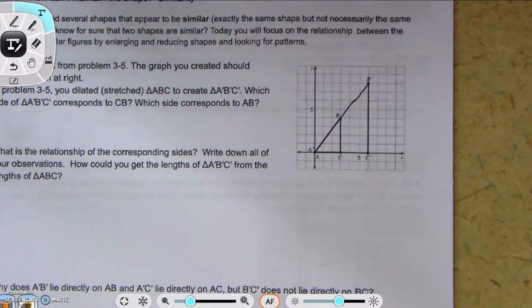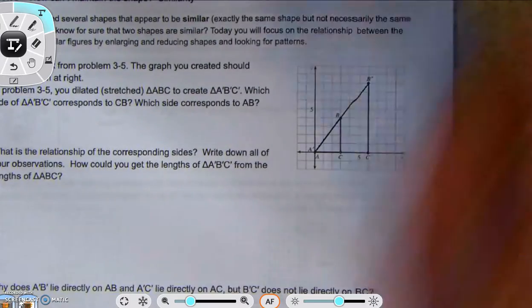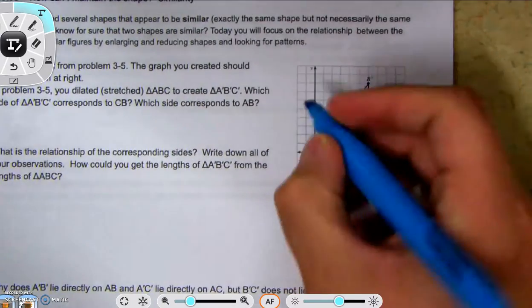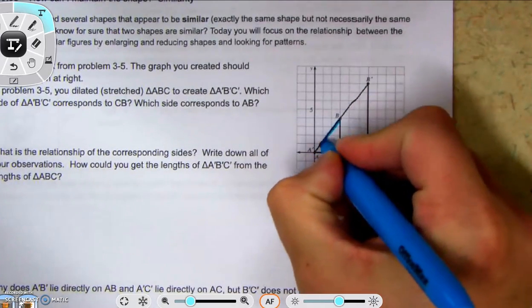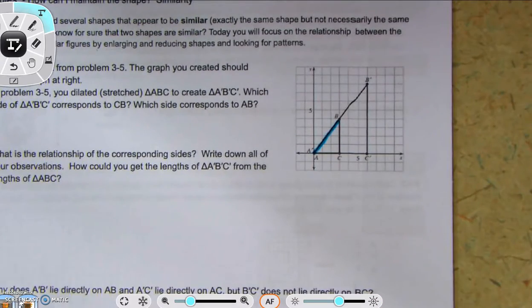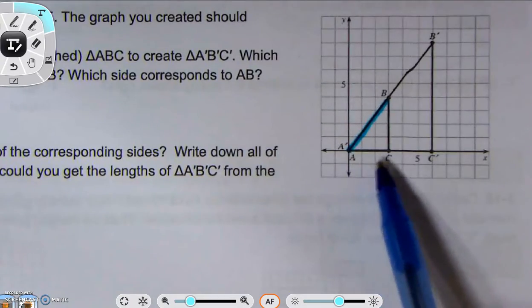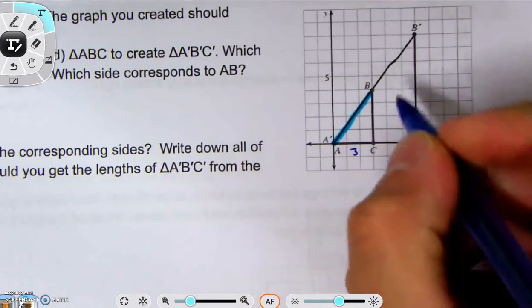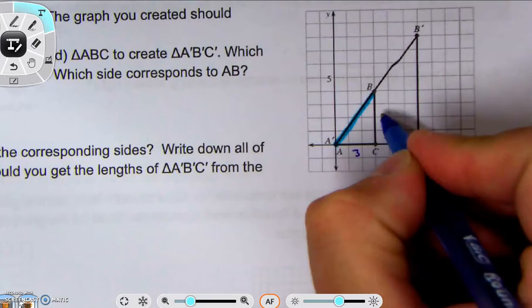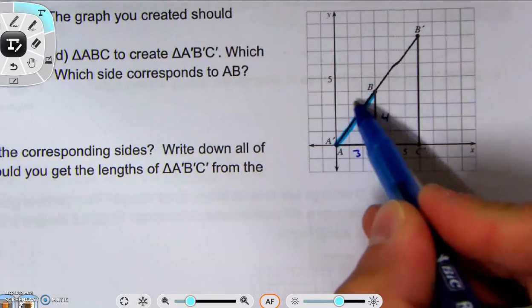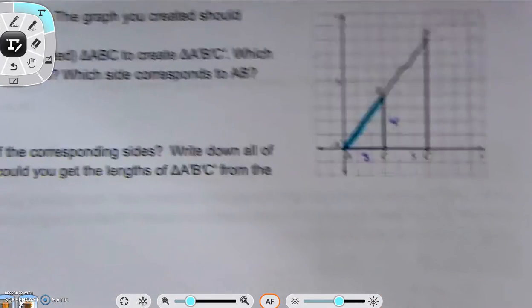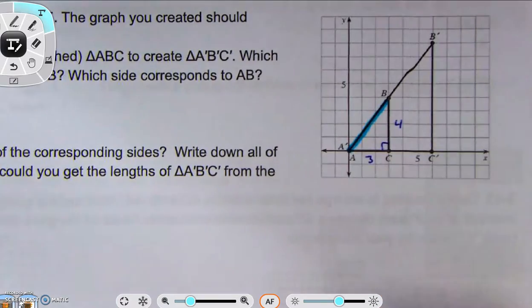So I have to look back up here. I need to figure out that A double prime B double prime is going to correspond with AB. Just like on our homework, we had to find the lengths of that. If I am finding that length right there, I can just count. So AC is going to be 3. I know that this is 4. I cannot just count jumps. I can't count diagonals, so I essentially have a right triangle here.